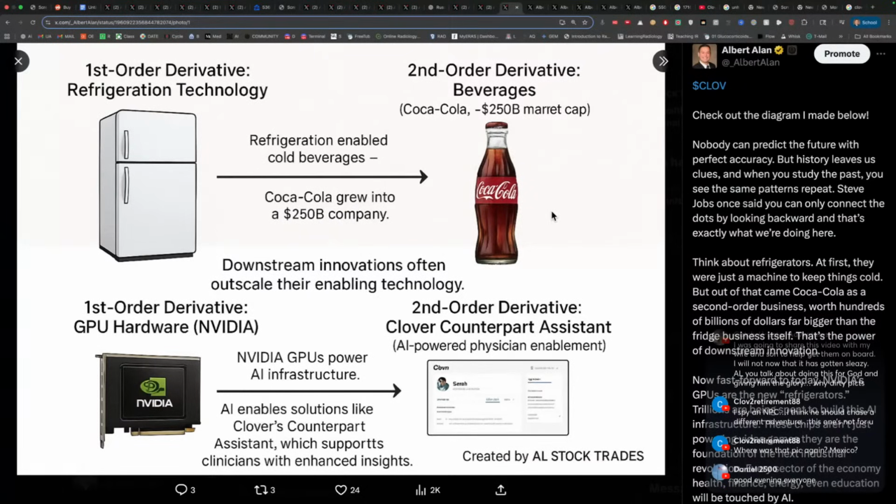So yeah, here's the concept here for NVIDIA.